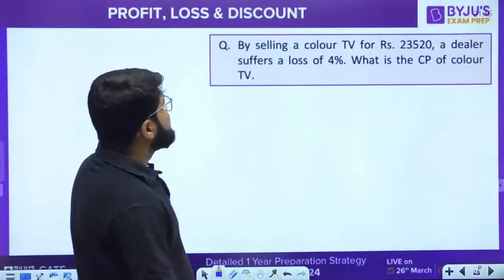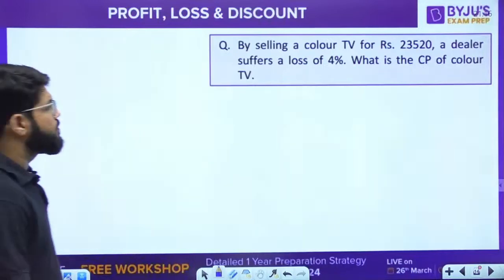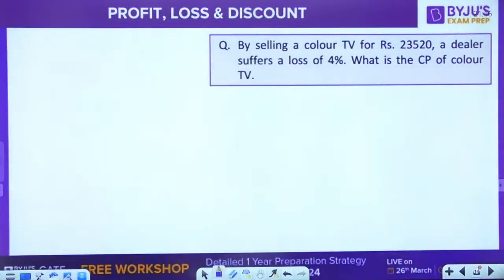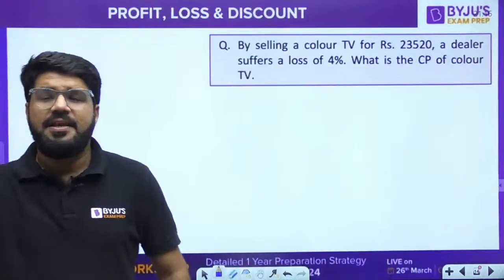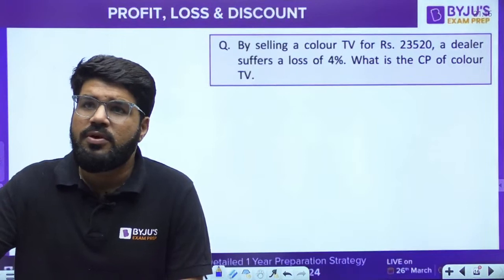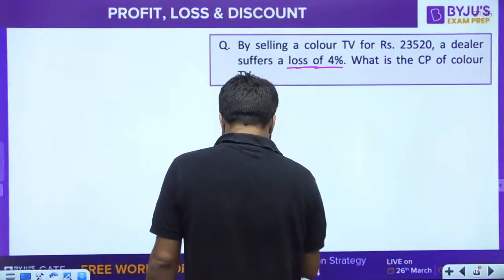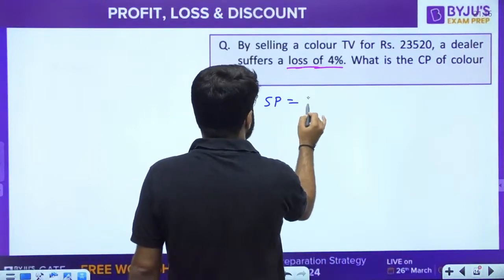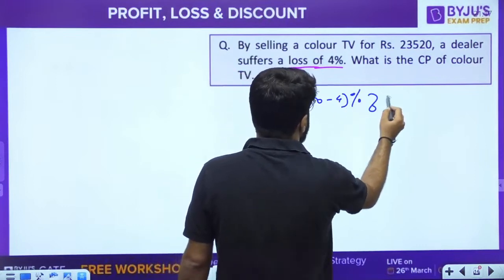Next question. By selling a color TV for rupees 23520, a dealer suffers a loss of 4%. What is the cost price of the color TV? Directly again, the loss percentage is given to you. What is the cost price? So once again, the direct formula that I'm going to use is the selling price should be 100 minus 4, 100 minus L percentage of the cost price.